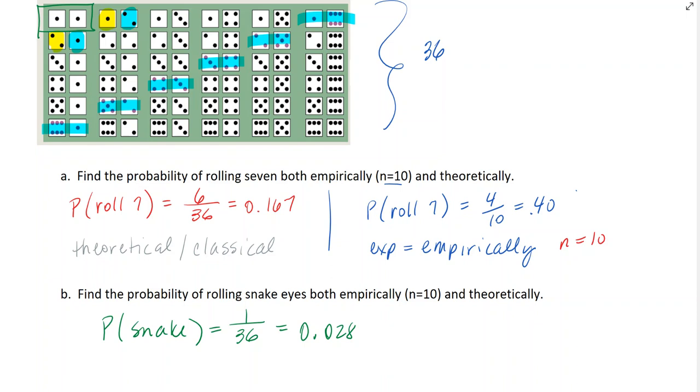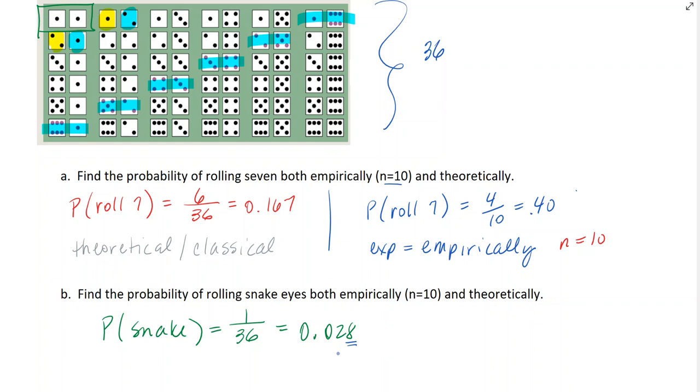Now, how do I interpret my probabilities? In order to interpret these probabilities, let's start with the one we just completed, the snake eyes. I'm going to underline the last digit of our calculation, which is an 8. And I want to understand that that 8 is in the thousandths place of this number. So the 8 is in the thousandths place. That's going to help me to interpret my probability.